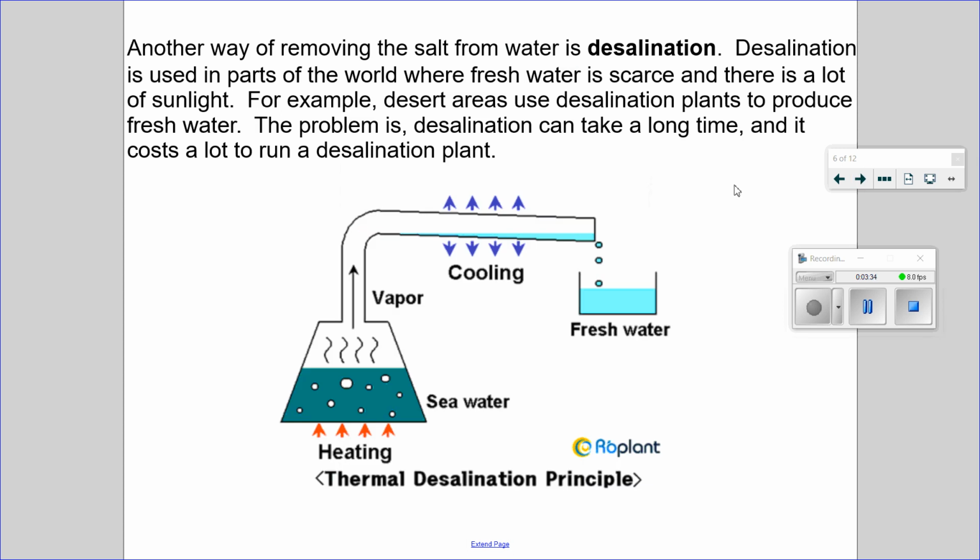Another way of removing the salt from water is desalination. Desalination is used in parts of the world where fresh water is scarce and there's a lot of sunlight. For example, desert areas use desalination plants to produce fresh water. The problem is, desalination can take a long time, and it costs a lot to run a desalination plant. Okay, but it's a similar idea. Take your seawater, you heat it up, so the water evaporates, it condenses, forms a vapor, it goes through a cooling period, and then it comes into a fresh container.